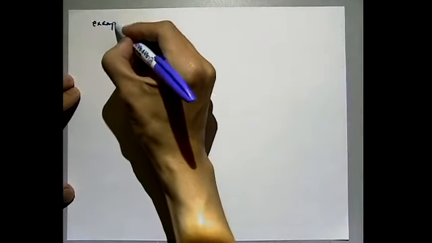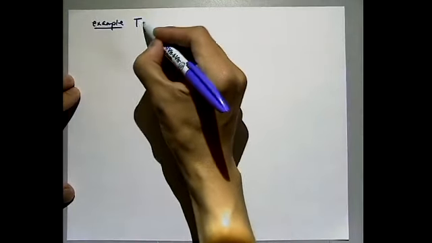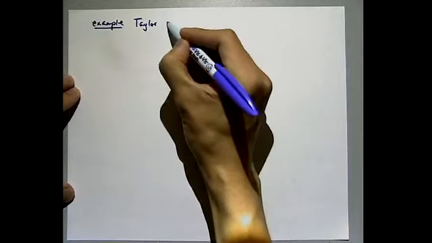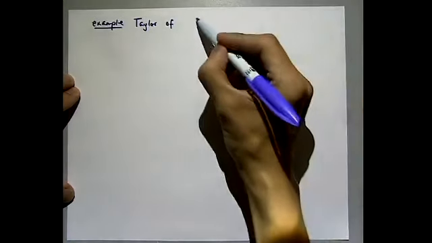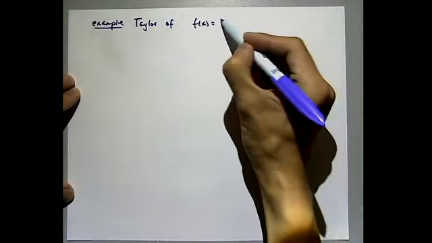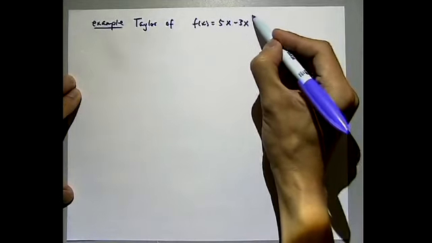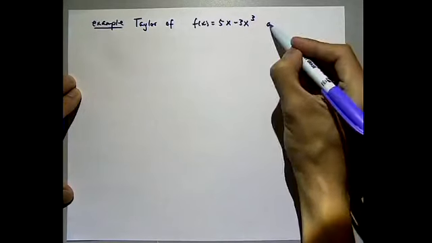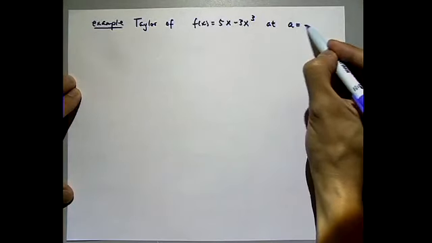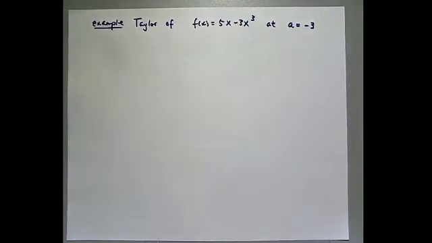Okay, let's do one more. This time we'll do a Taylor. Same process. It's just that the A is somewhere else. Taylor series of this thing right here at A is equal to negative 3.